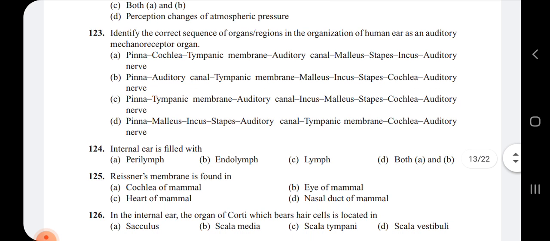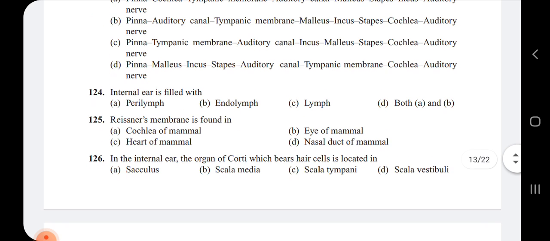Next question. The internal ear is filled with both perilymph and endolymph.